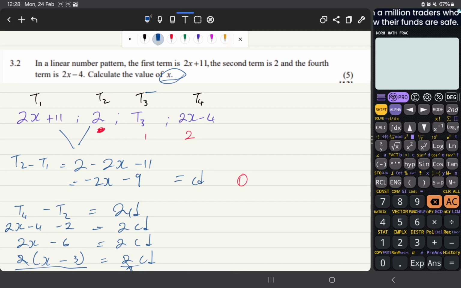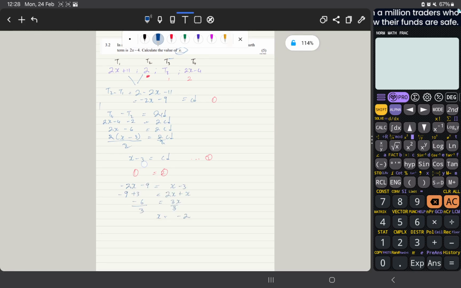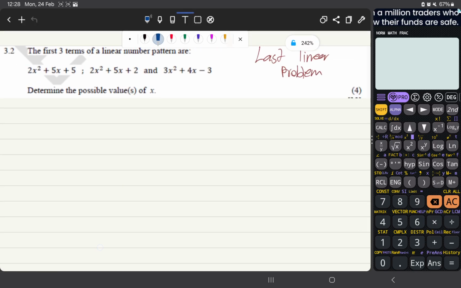So just remember what I was saying, remember that illustration that I did before solving the question. That's something you might need in your future problems. Let's work on this one. I did make a note, it will be the last problem on the linear number patterns problems.